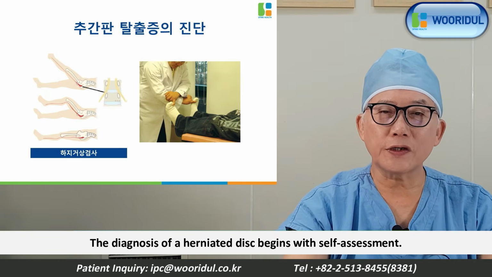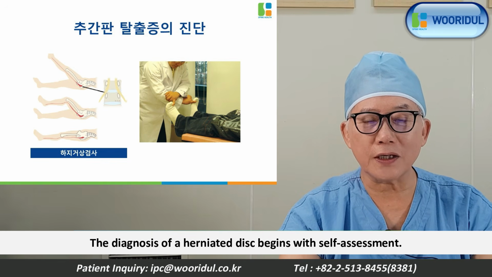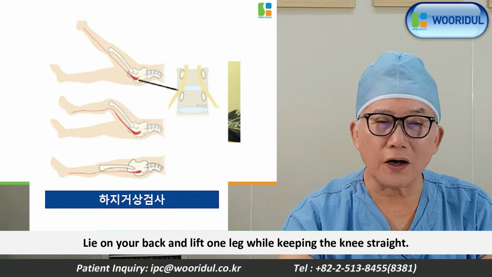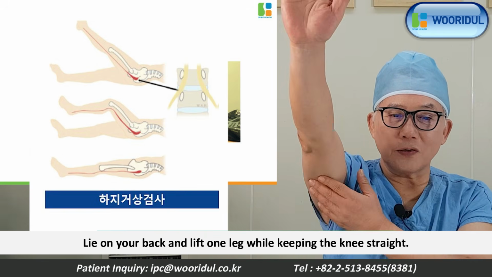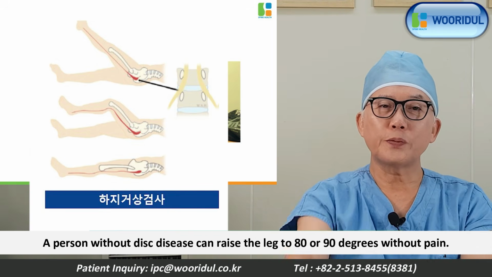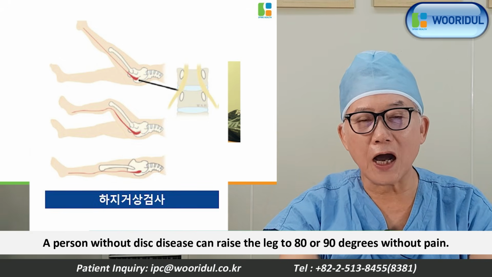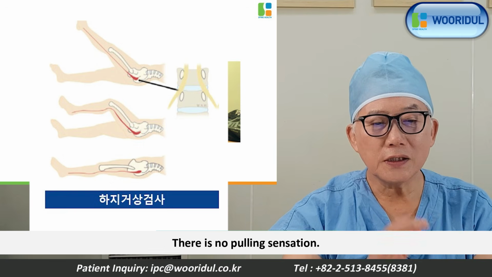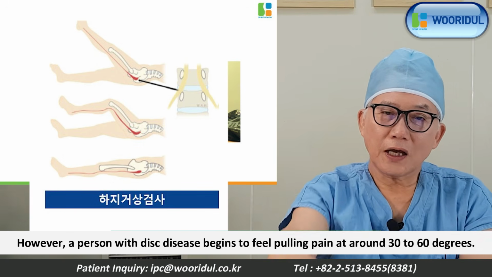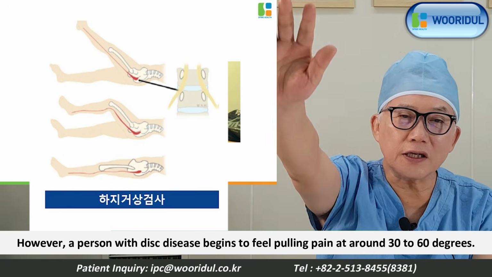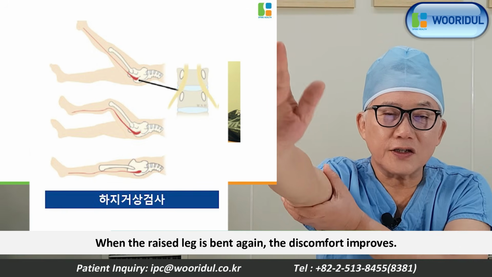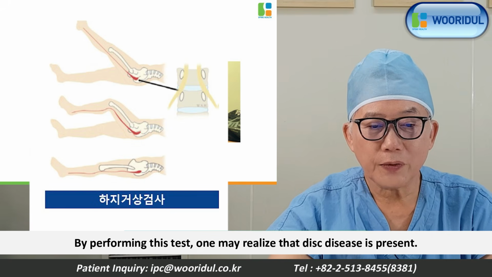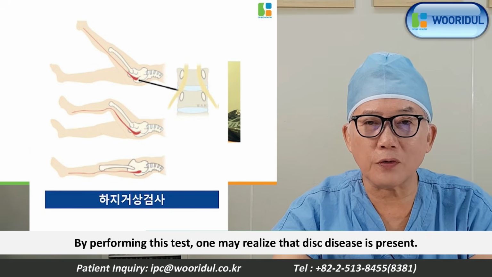The diagnosis of a herniated disc begins with self-assessment. This is called the straight leg raise test. Lie on your back and lift one leg while keeping the knee straight. A person without disc disease can raise the leg to 80 or 90 degrees without pain. There is no pulling sensation. However, a person with disc disease begins to feel pulling pain at around 30 to 60 degrees. When the raised leg is bent again, the discomfort improves. By performing this test, one may realize that disc disease is present.